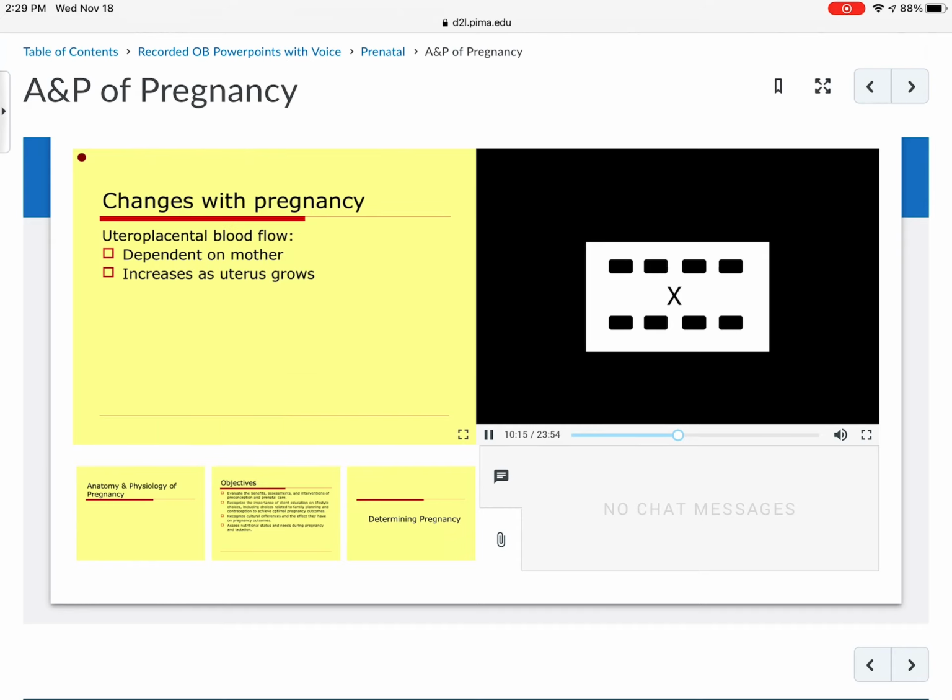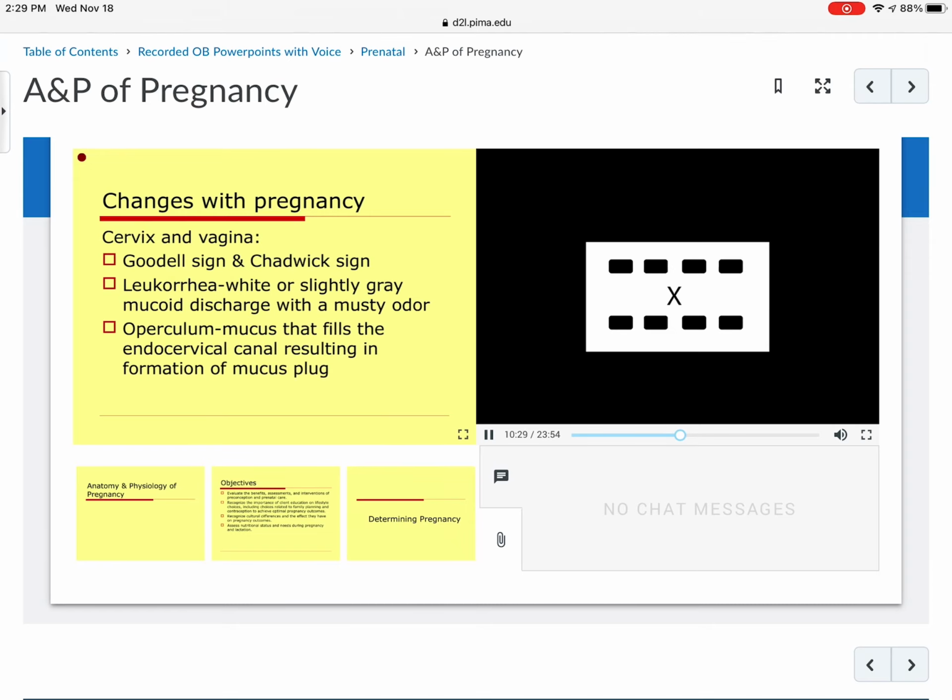The uteroplacental blood flow is dependent on the mother, and we know that because if mom has low blood pressure or high blood pressure, it affects the baby. But that uteroplacental blood flow will increase as the uterus grows. We already talked about some of the changes with pregnancy on the cervix and the vaginal area when we talked about the probable signs observed by the examiner. There's the Goodell sign and the Chadwick sign. And sometimes there's just a slight gray mucousy discharge with a musty odor when you get pregnant. And then the mucus plug forms in the canal to plug it, filling the endocervical canal.